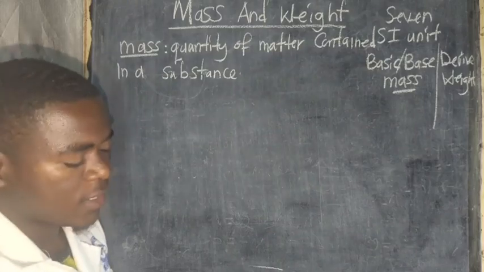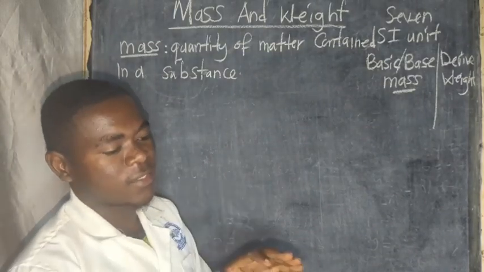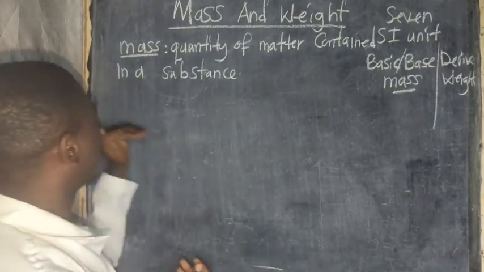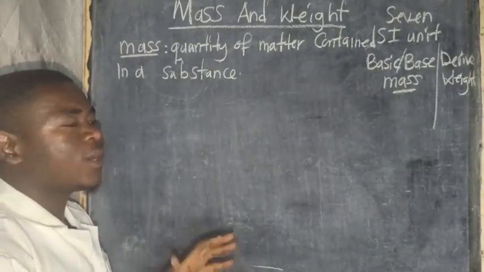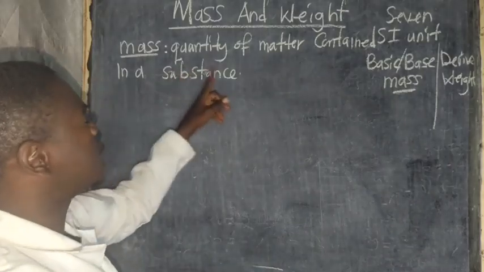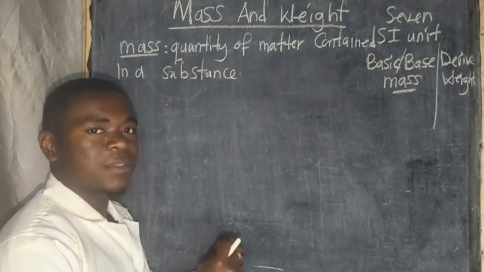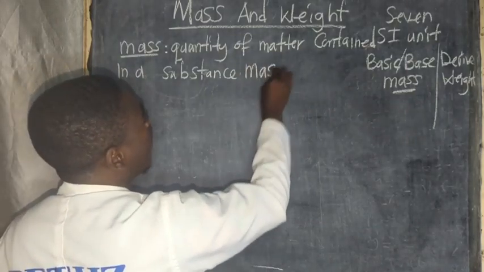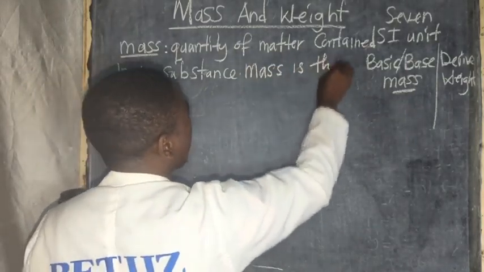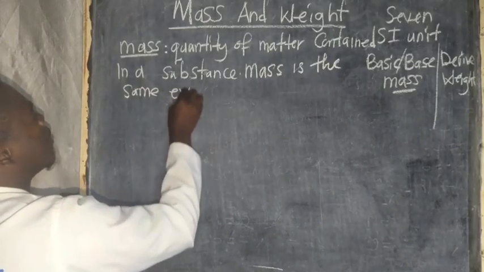So the quantity of matter contained in a substance is what I'm calling mass. If a question was to come asking what is mass, you are going to tell them that mass is the quantity of matter that is contained in a substance. You discover that mass is the same everywhere.